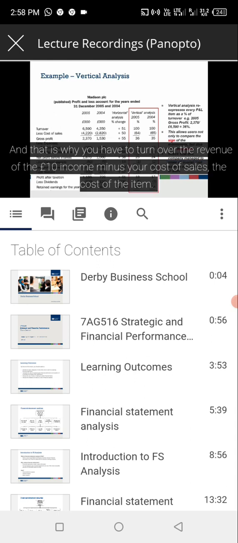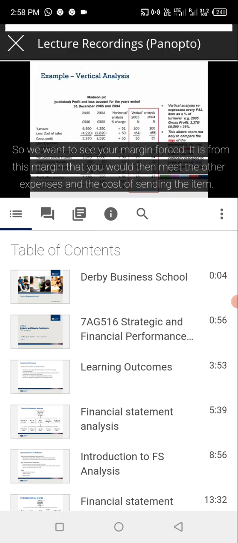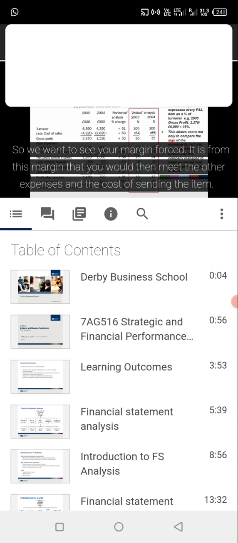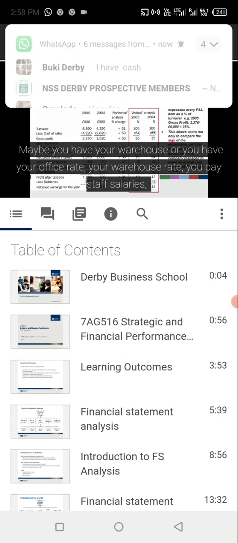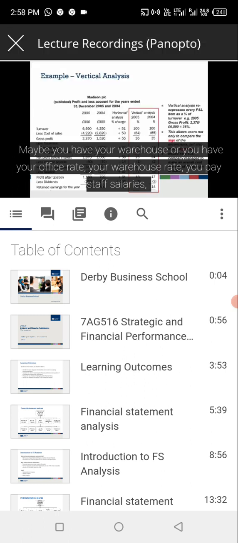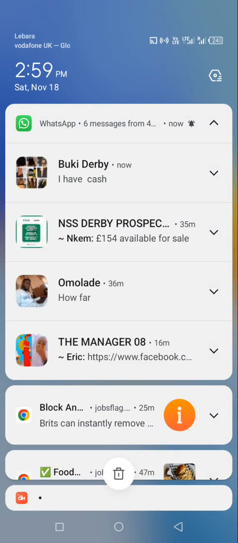And that is why you have the turnover, the revenue, or the £10 income minus your cost of sale, the cost of the item. So we want to see your margin first. It is from this margin that you will then meet the other expenses, the cost of selling the item. Maybe you have your warehouse or office rent, you pay staff salaries, you pay marketing expenses, advertisements, and so on. These are your operating expenses. So it is from this margin that you will then deduct the operating expenses.